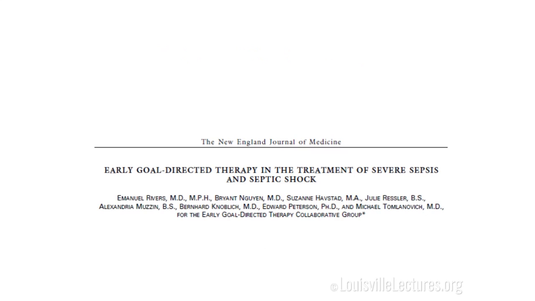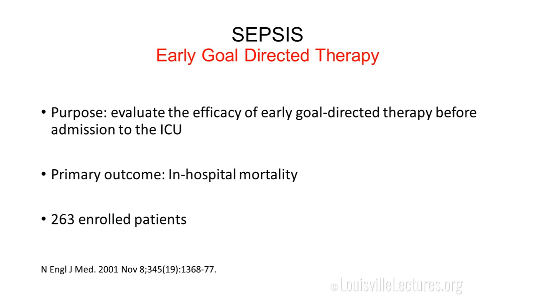So in the early 2000s, there was this clinical trial, early goal-directed therapy in the treatment of severe sepsis and septic shock. This was a single-center study done in Detroit. And the purpose was to evaluate the efficacy of early goal-directed therapy before admission to the ICU, so in the first 6 hours. Because before this study, there were a number of studies done in the ICU that had looked at goal-directed therapy and had not shown a survival benefit.